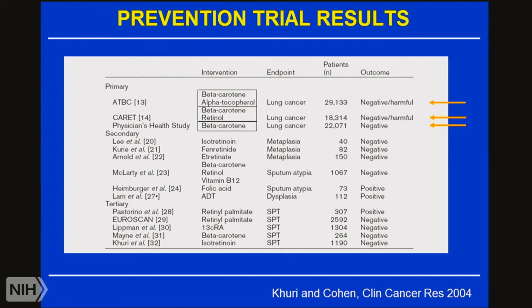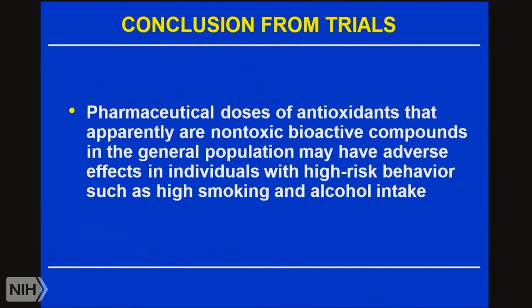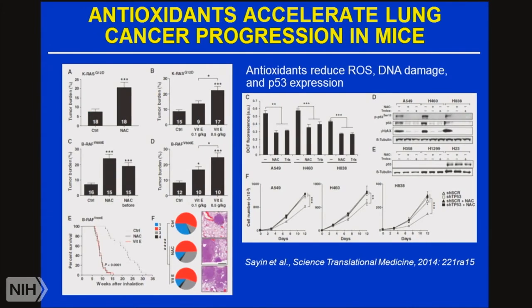People had a hard time grasping it and finding an explanation. Pretty soon it became clear that pharmaceutical doses of antioxidants that are apparently non-toxic bioactive compounds in the general population, that's what people assumed, have adverse effects in individuals with high risk behavior, when you smoke and have alcohol intake. That was one of the explanations. And then a paper came out in 2014.